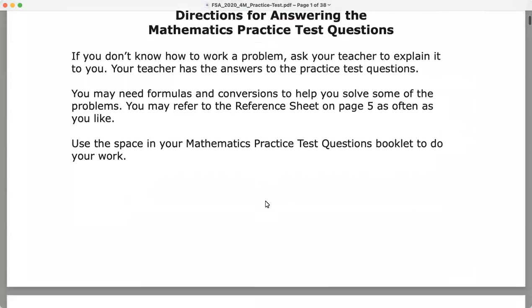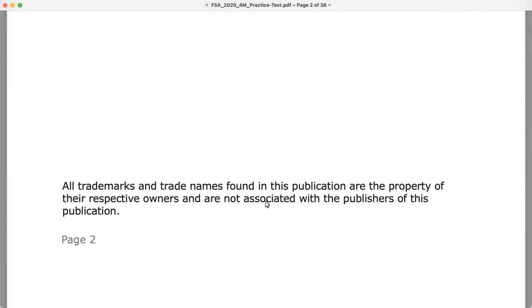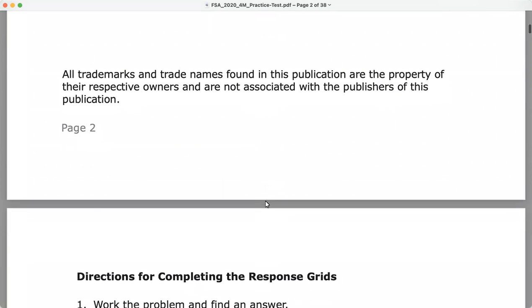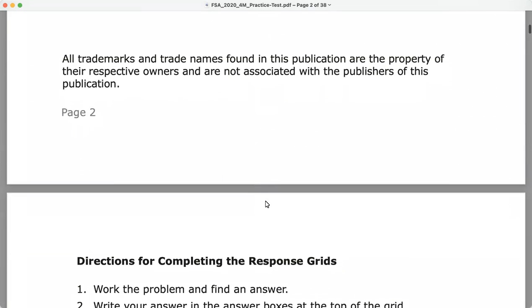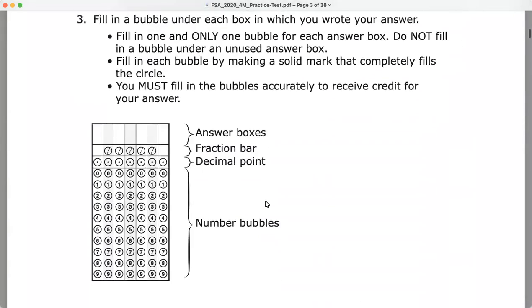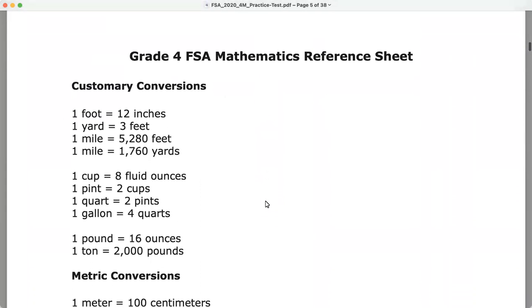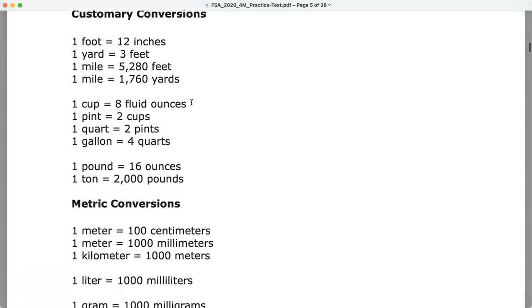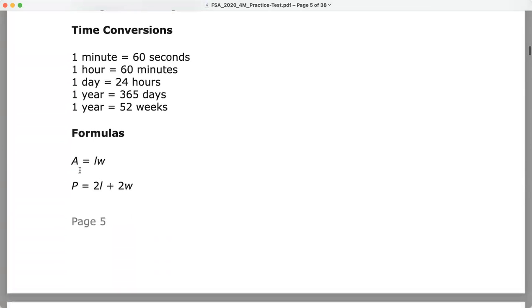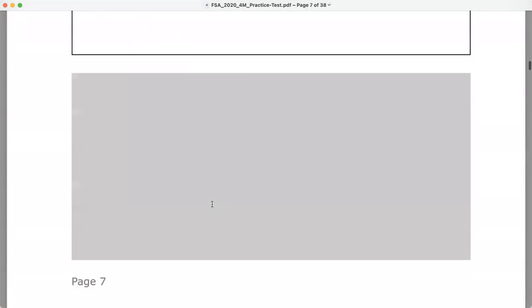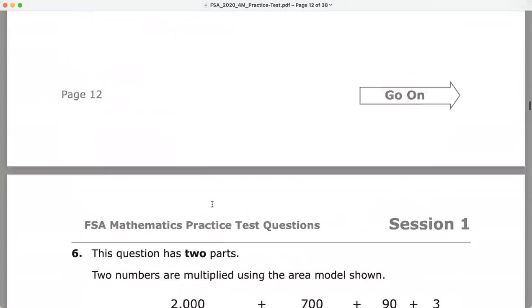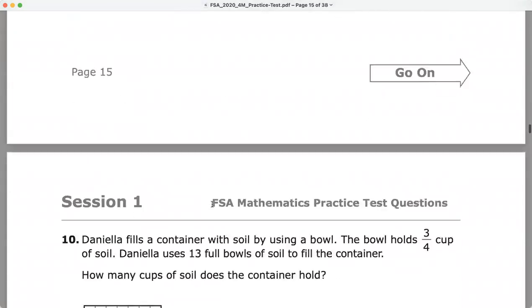So this is a paper-based test that I'm going over. There is also a computer-based test on the website that is easier for you to practice on. This is just easier for me to use in video to write on. There is a reference sheet, so make sure you print it out or have access to it. It has conversions on it and area and perimeter formulas. I'm going to scroll down real fast to session 2 because I already went over session 1 in a different video.